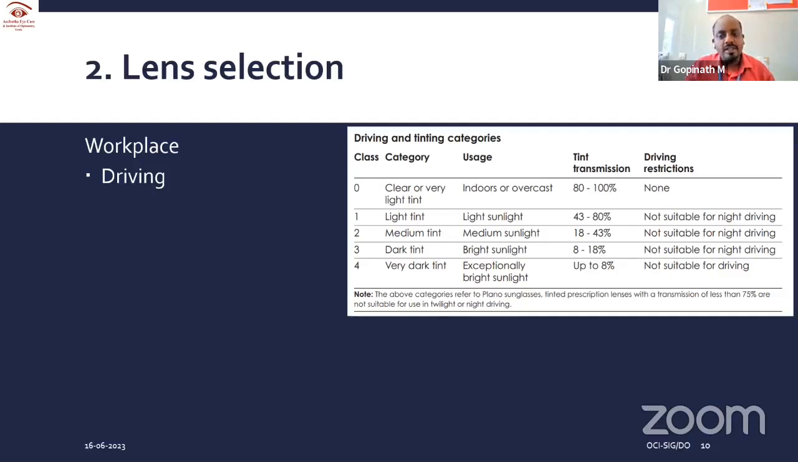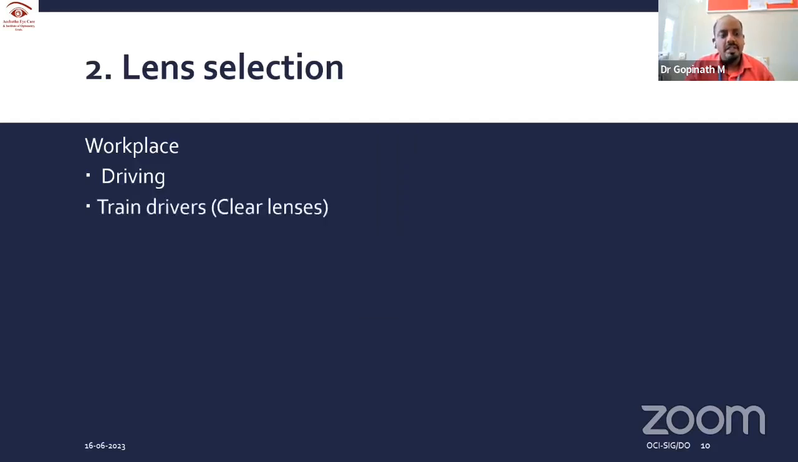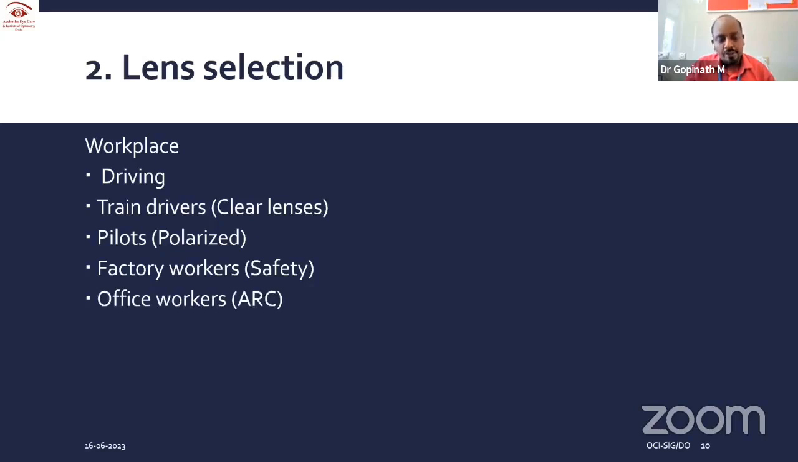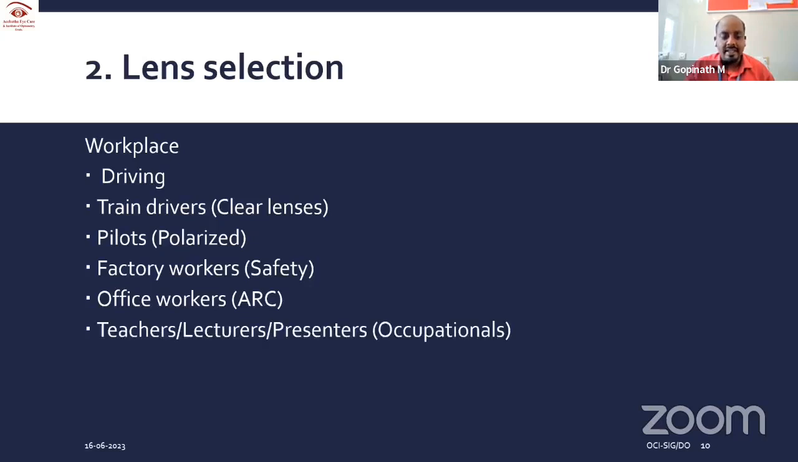Coming to lens selection according to occupation. For drivers, you prefer to give any kind of tint as per their requirement. In the case of train drivers, clear lenses are very important because they are going to work day and night, and any tint is not recommended for train drivers. For pilots, always prescribe polarized lenses. If they are factory workers or in heavy industries, safety is very important, so always prescribe high impact lenses. If they are office workers, an anti-reflection coating is recommended.